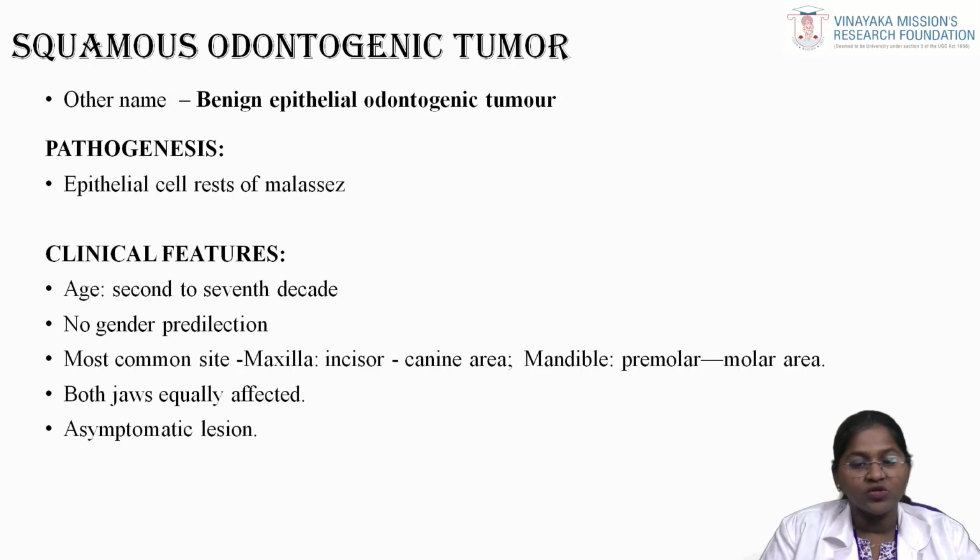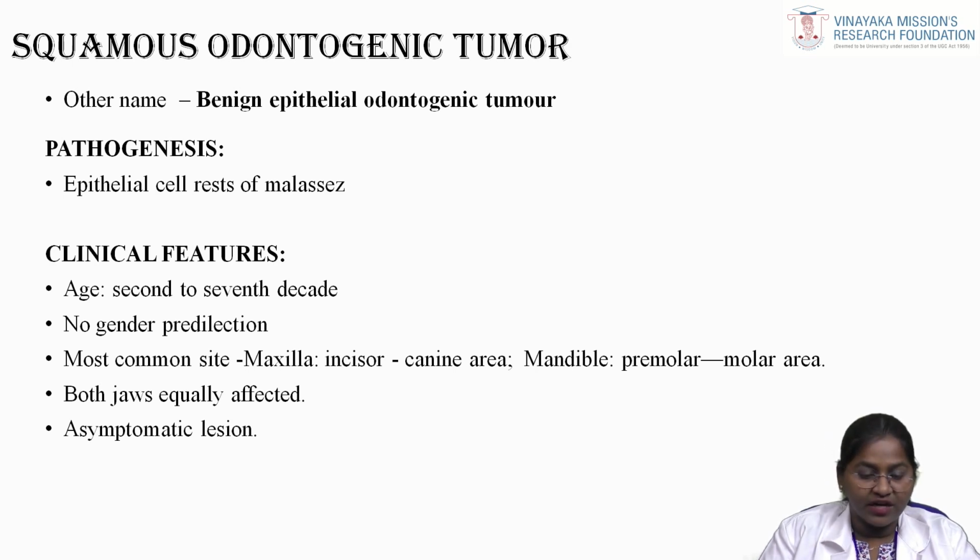Moving on to the squamous odontogenic tumor. The other name is benign epithelial odontogenic tumor. Pathogenesis: epithelial cell rests of Malassez. Clinical features: 2nd to 7th decade, no gender predilection, and the most common site is the maxilla, in the incisor canine area, followed by the mandible, where the premolar molar area is most commonly affected.